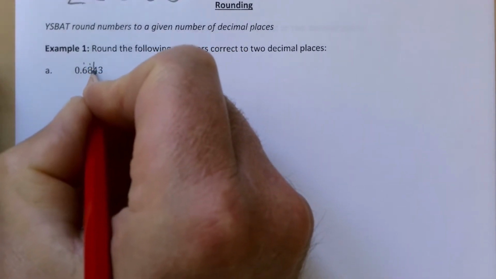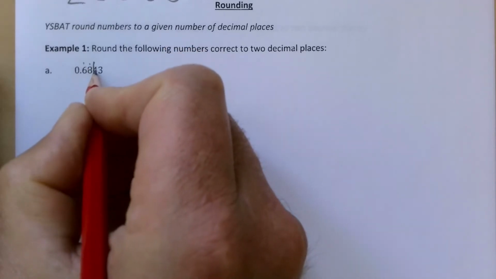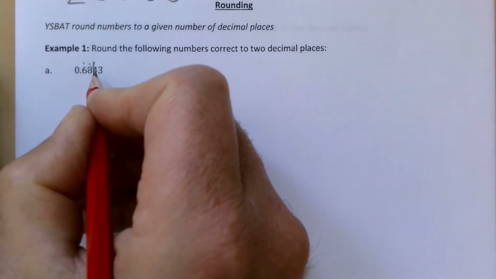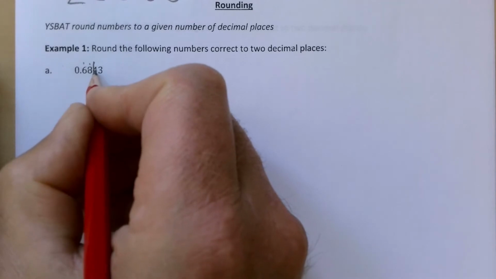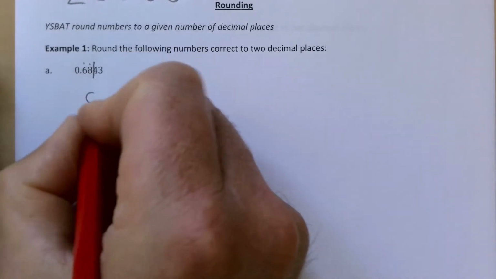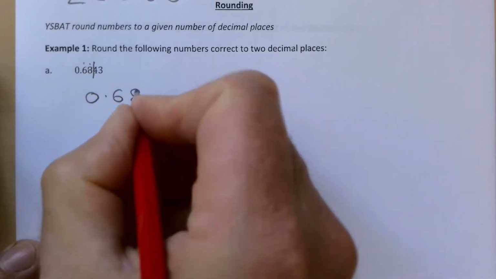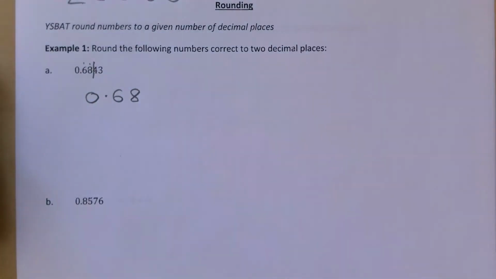I then look at the next number, and is it 5 or above? If it is 5 or above, I need to move this one up one. This is 4, so it's not. So it's going to be 0.68, correct to the 2 decimal places.